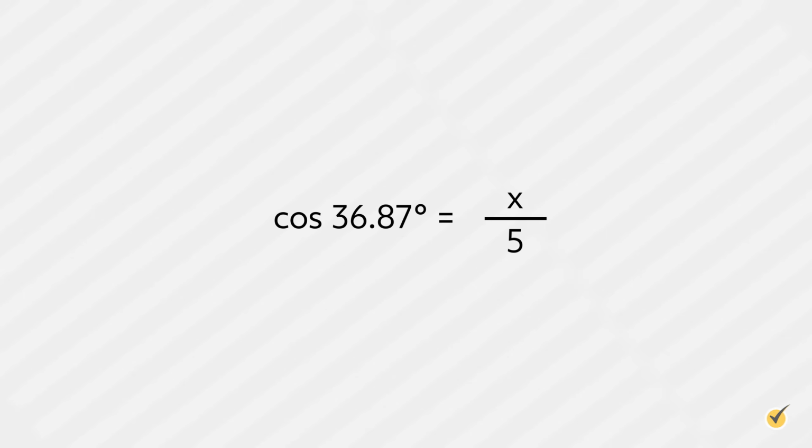Cosine of 36.87 degrees is equal to x over 5. The cosine of the angle we know, 36.87 degrees, is equal to the length of the adjacent side, which we're trying to find, so we use a variable over the length of the hypotenuse, which is 5. From here, we can find the cosine of 36.87 degrees on a calculator. We type in 36.87 and hit the cosine key to find that it is equal to 0.799, which we can round to 0.8. So now our equation looks like this. 0.8 equals x over 5. Multiplying both sides by 5 results in 4 equals x, so the measure of the adjacent side is 4.